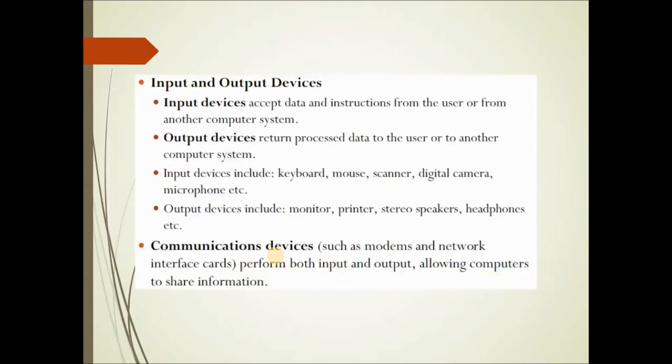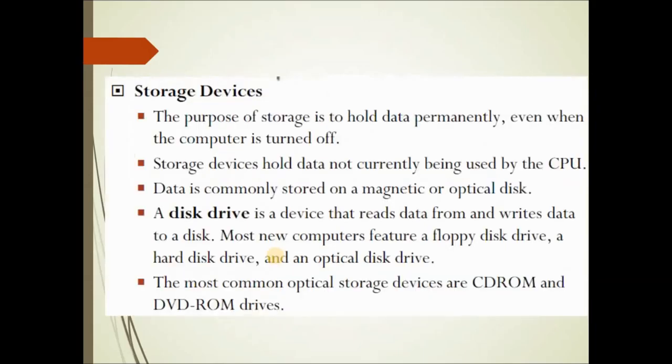Okay, so now let's look at input and output devices. About input and output devices, you already know that input devices are the devices which can give instructions to the system, and output devices are the devices through which we get the user-defined output. And communication devices also perform both input and output, allowing computers to share information.